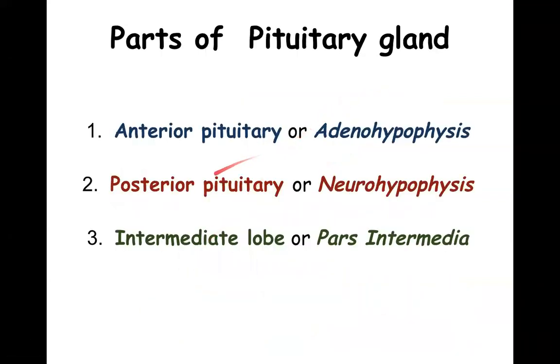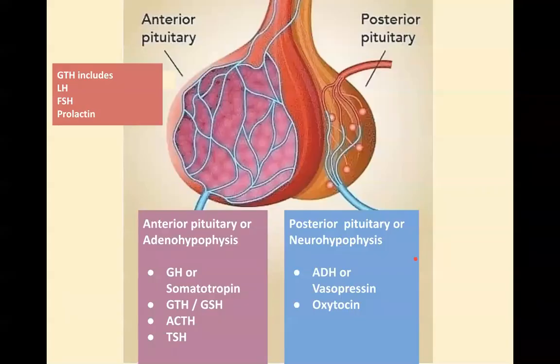Now, there are these three parts of the pituitary gland. Anterior pituitary, also called adenohypophysis. Posterior pituitary, which is called the neurohypophysis, and the intermediate lobe or pars intermedia. So the anterior pituitary produces a certain set of hormones which are called the tropic hormones. Tropic hormones are called so because they regulate the functioning of other endocrine glands.